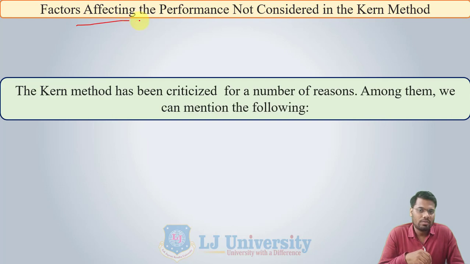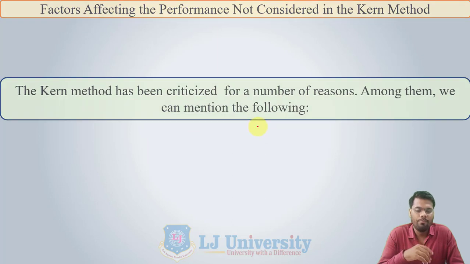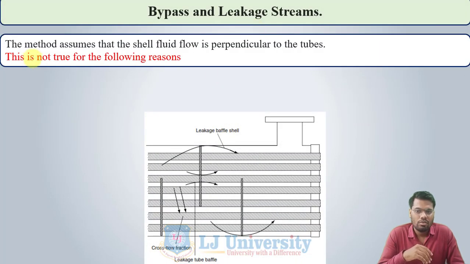Now, what are the factors which affect the performance not considered in the Kern method? The Kern method has been criticized for a number of reasons. Among them, we can mention the following. The first reason is bypasses and leakage streams. The method assumes that the shell fluid flow is perpendicular to the tubes. This is not true for the following reason.